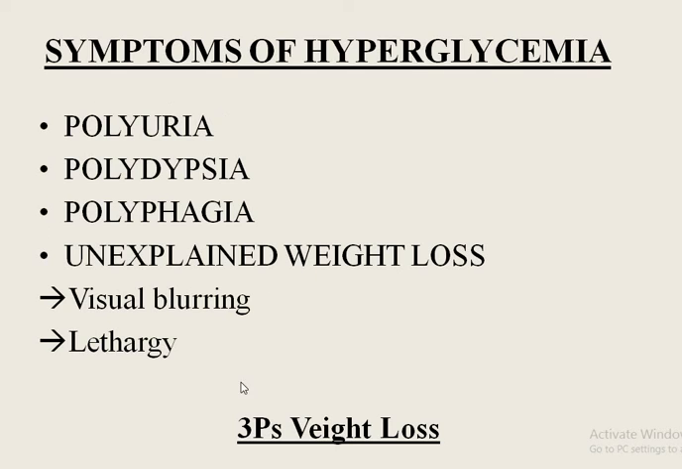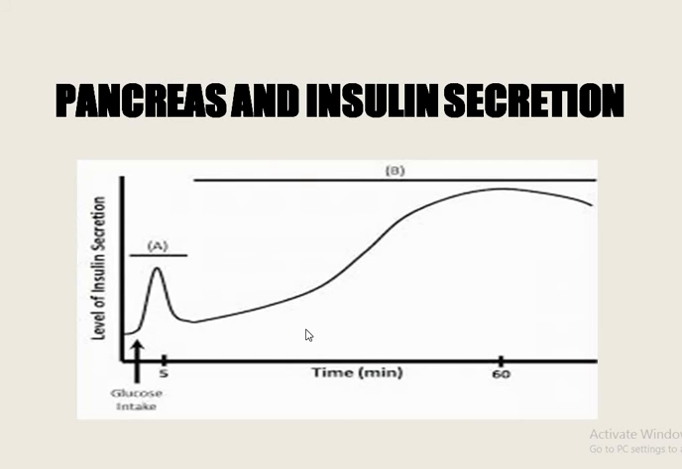So you can always remember this little system here. We could call it the 3Ps weight loss. If you remember this, you can remember that the 3Ps stand for polyuria, polydipsia, and polyphagia, and weight loss, of course, the unexplained weight loss. And then the V here stands for visual blurring, and L for lethargy.